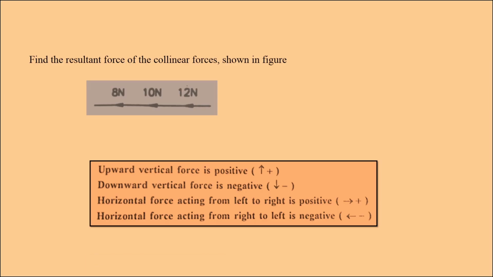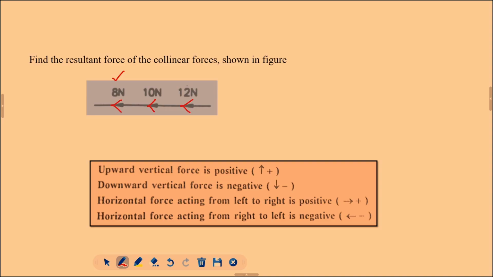We will see one example with respect to collinear forces. Consider a force of 8 Newton acting in this direction, and 10 Newton is acting in this direction, 12 Newton is acting in this direction. Before going to solve this, first we need to consider the sign, whether I need to consider the right to left acting force as positive or negative. It depends upon the cases.